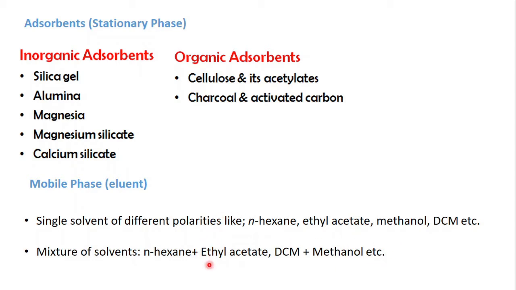N-hexane you mix with ethyl acetate; n-hexane is non-polar, ethyl acetate is polar. So if you want to increase the polarity gradually, then you take n-hexane, then you start adding ethyl acetate. As the quantity of ethyl acetate increases, the mixture will have higher polarity. Similarly DCM and methanol: DCM has lower polarity, you start adding methanol, and the mixture will increase its polarity.